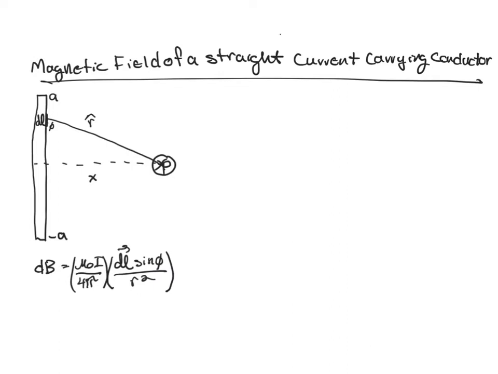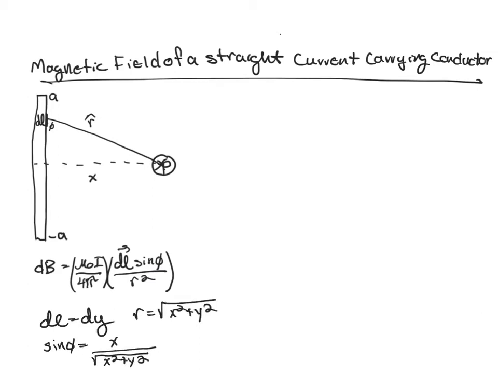So the first thing we're going to do here is we're going to say that dl is equal to dy. And we're going to say r equals the square root of x squared plus y squared, so Pythagorean theorem. So this allows us to say that the sine of phi, and I've labeled phi in the diagram above, is equal to x over the square root of x squared plus y squared.